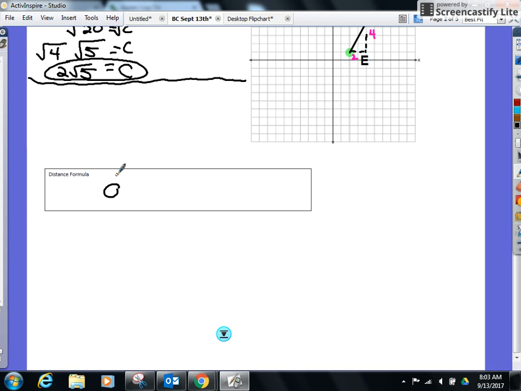And it is the following. D equals, D for distance. And this can be used anytime you find the length of a line segment. Big square root. And underneath the square root, x2 minus x1, and I'll talk about what all this means in a second, squared, plus y2 minus y1 squared. These are not exponents. These are what's called subscripts.